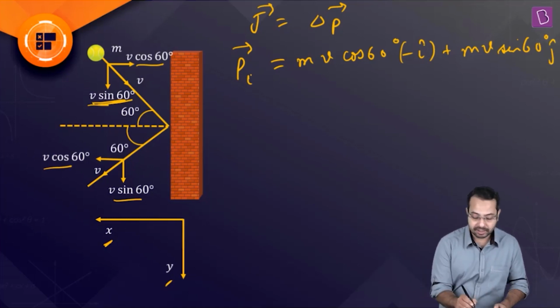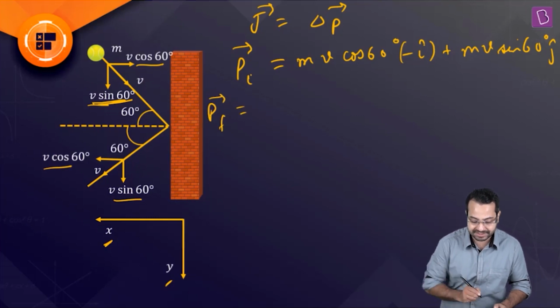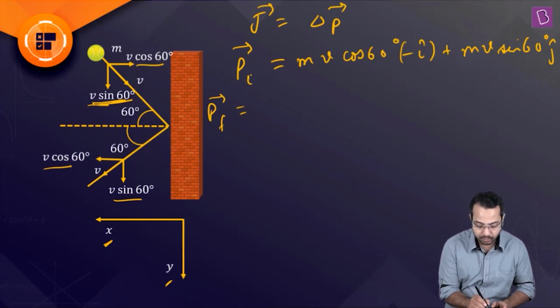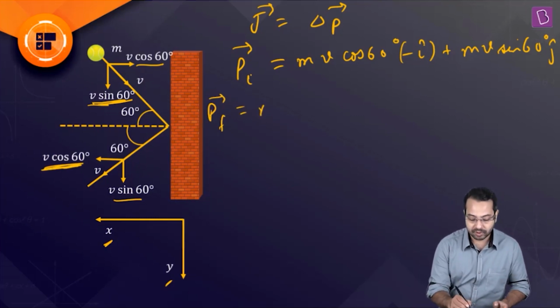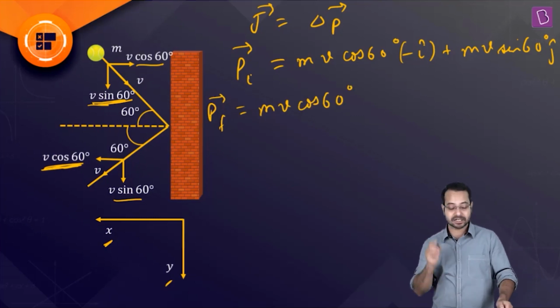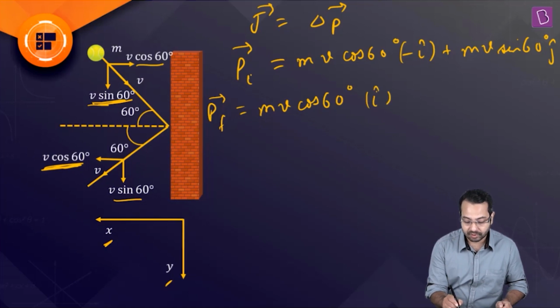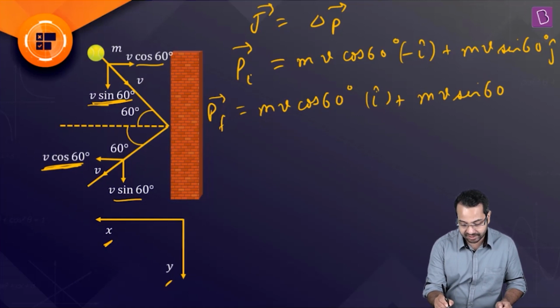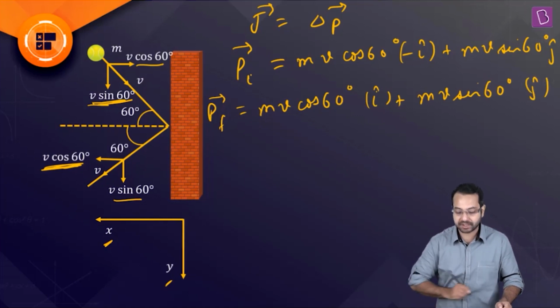Is that correct? Can I also write the final momentum in the same manner? So what is happening to the final momentum? So mv cos 60 degree, and what is the direction? It is i cap, plus mv sin 60 degree multiplied by j cap.